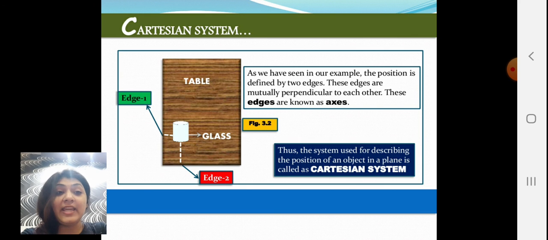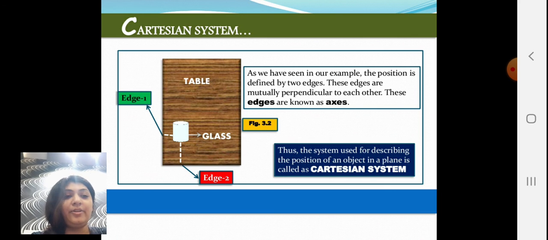Now, as we have seen in our example, the position is defined by two edges. These edges are mutually perpendicular to each other. You know that when two things are perpendicular to each other, they are at right angle. These edges are known as axes. Thus, the system used for describing the position of object in the plane is called the Cartesian system.